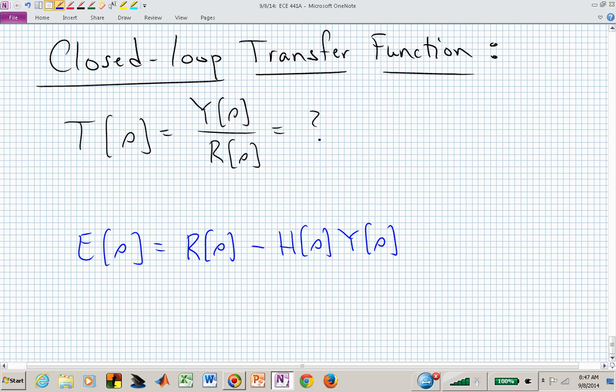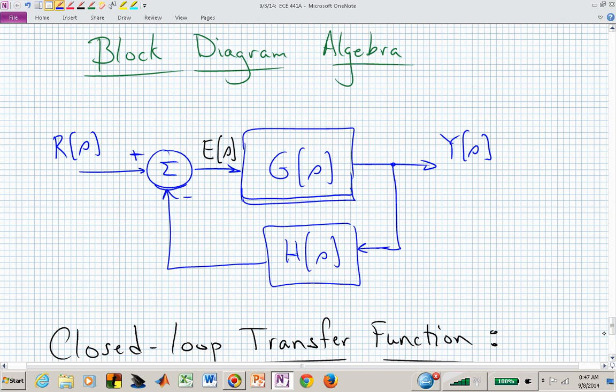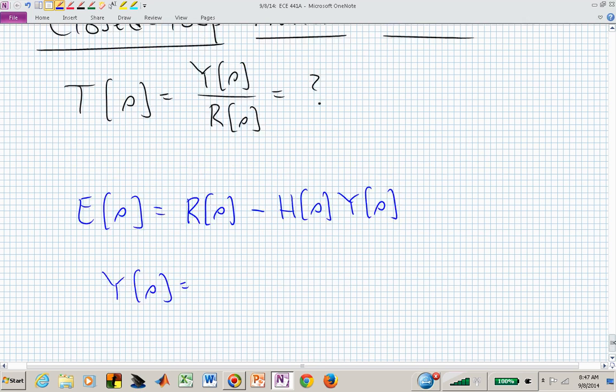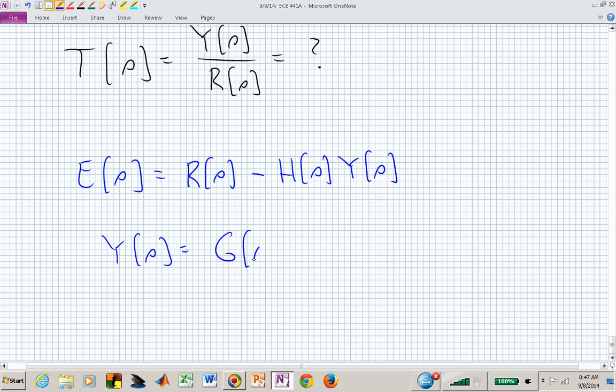Now, what else do we need? We need Y's and R's in this equation in order to solve for the ratio of Y over R. But we can see that Y of S, the output, in this block diagram, now it's really got a bottom on it, that block. But it's now Y is G of S, E of S.